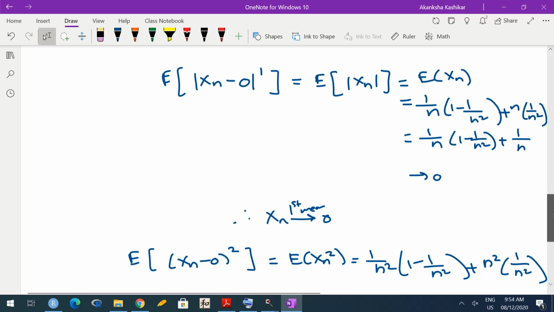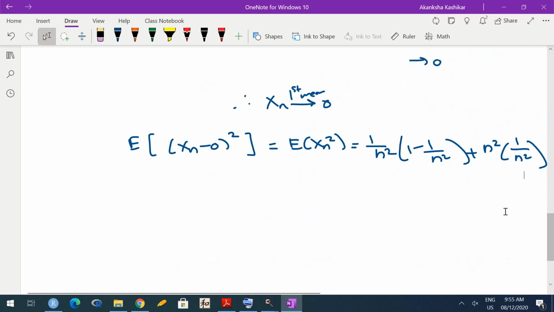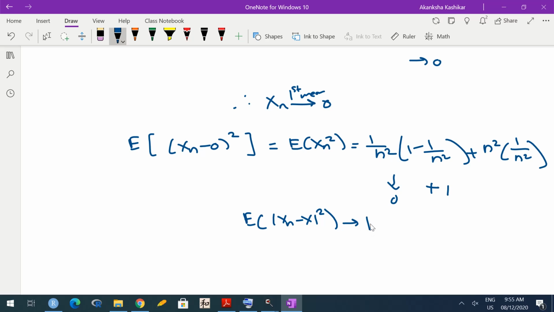Okay. And now this first term will go to 0, no problem. However, the second term is now going to 1. Actually, it is equal to 1. So what I have is the expectation of mod Xn minus X whole square goes to 1. Therefore, Xn does not converge to X in quadratic mean.